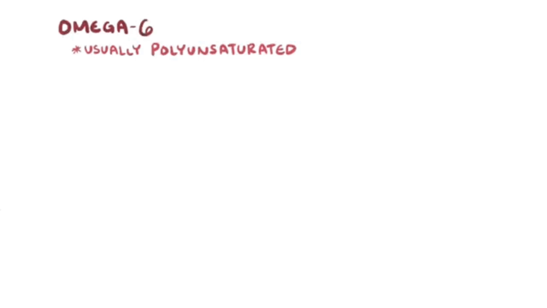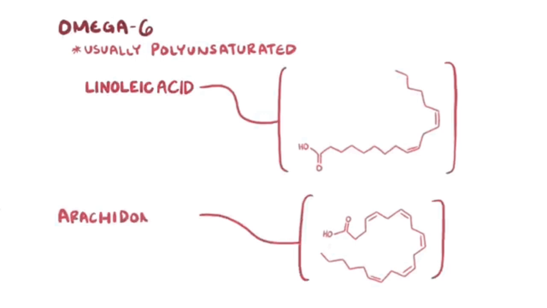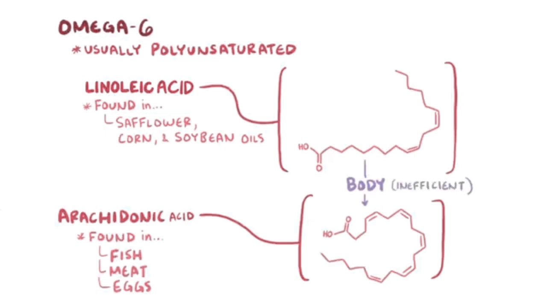Omega-6 fatty acids are also usually polyunsaturated, and include linoleic acid and arachidonic acid. Linoleic acid is found in oils like safflower, corn, and soybean oils. Arachidonic acid is found in animal sources like fish, meat, and eggs. Our bodies can convert linoleic acid into arachidonic acid, but once again the process is inefficient. Because ALA and linoleic acid can only be obtained in the diet, they're considered essential fatty acids.